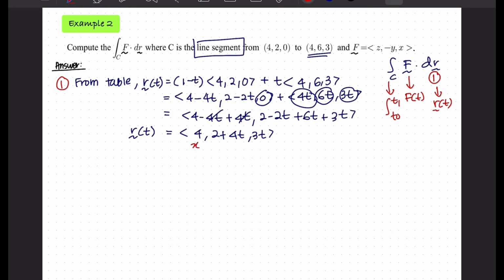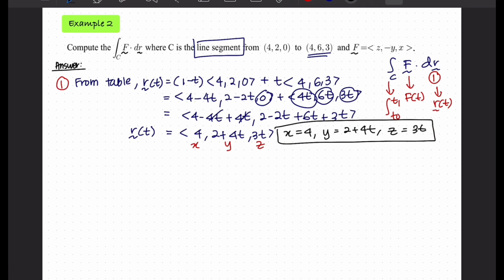And we know that this is x, y, and z. x equals 4, y equals 2 plus 4t, z equals 3t. Then differentiate r with respect to t, and we get dr equals (0, 4, 3) dt. This is dr.